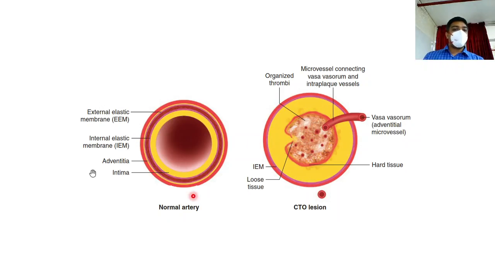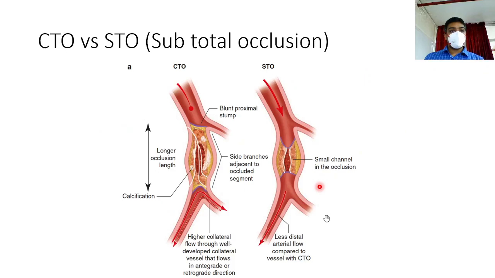So on a cross section, how does it look like on a CTO? Like this is a normal artery, whereas on cross section we can see that there is an organized thrombi with the calcification. All these white areas are the calcification, and all it will be hard.